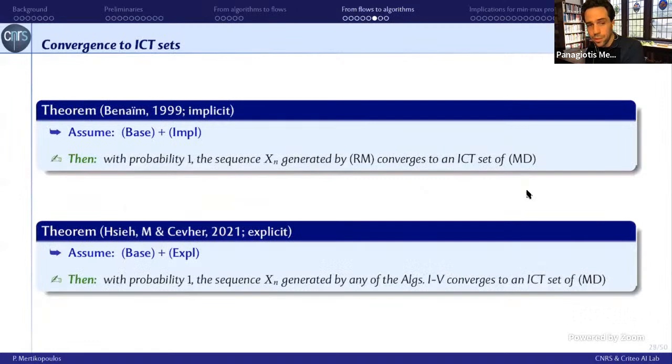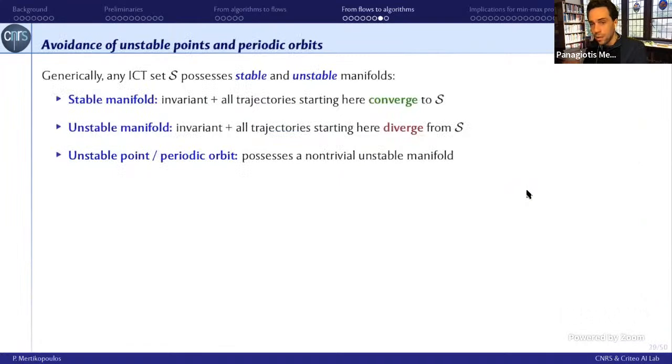But their importance lies in the following basic result: with probability one, any Robbins-Monro algorithm will converge to an ICT set of the mean dynamics. Of course, this was the classical result. This relies on implicit conditions that are difficult to verify. There is an explicit variant of this result: if we have a finite second moment for the variance of the oracle, then with probability one, the sequence generated by any Robbins-Monro algorithm, and in particular any of the algorithms that we discussed, will converge to an ICT set of the underlying mean dynamics. All right. Good news, bad news.